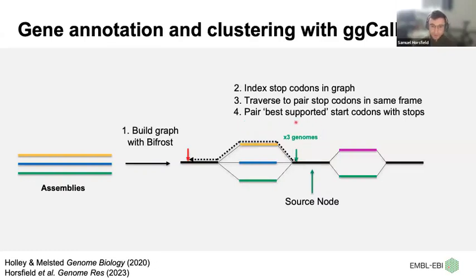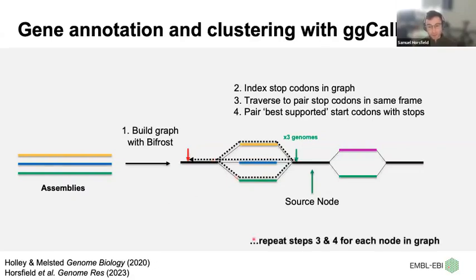So we assign this as the correct start codon, and then we can traverse outwardly from this start codon to call all of the genes that are in all of the genomes downstream of this start codon. And this process, steps 3 and 4, is repeated for every single node in the graph.